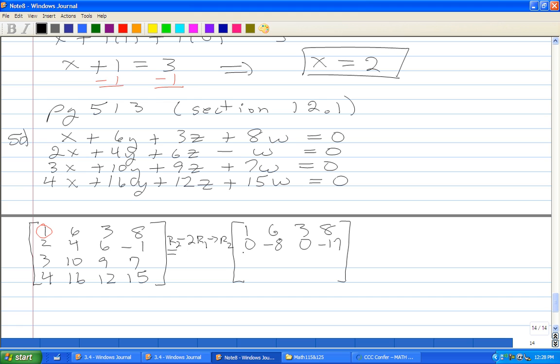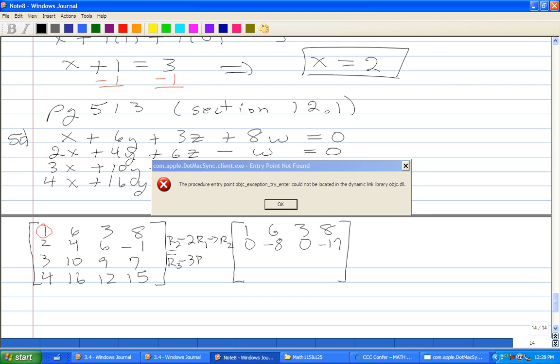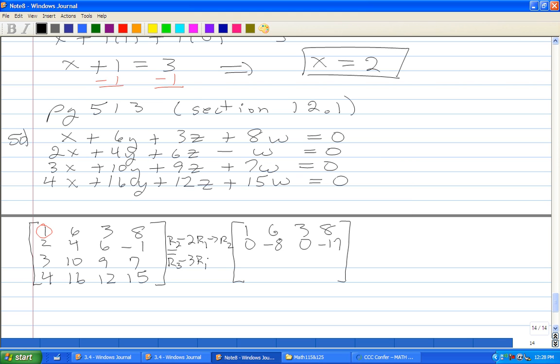Let's try to make this 0, so I'll take the third row, subtract 3 times the first row, give me a new third row. 3 minus 3 is 0. 10 minus 18 is a negative 8. 9 minus 9 is 0. 7 minus 24 is negative 17.